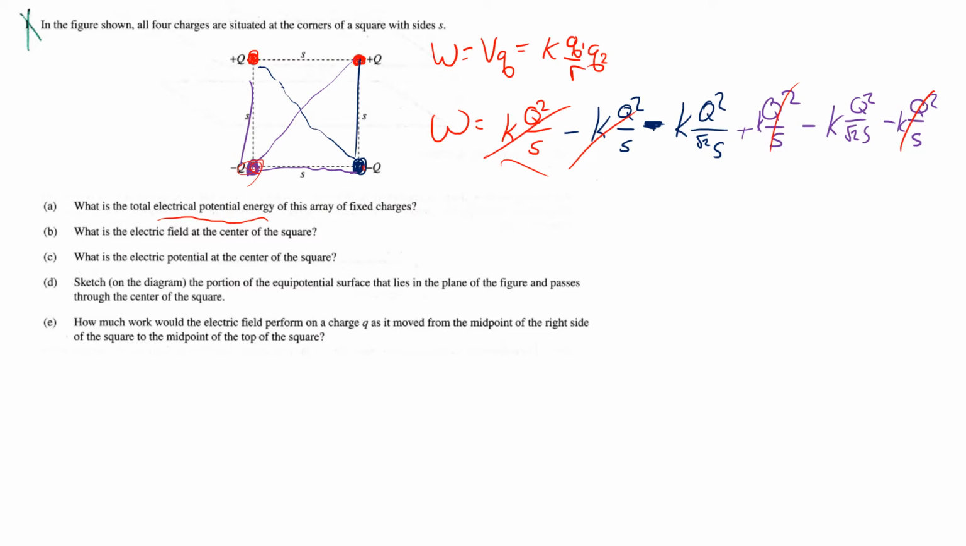So putting it all together, it's going to equal minus 2 KQ squared over root 2 S. Ta-da! Easy money. Next one, what is the electric potential at the center of the square?